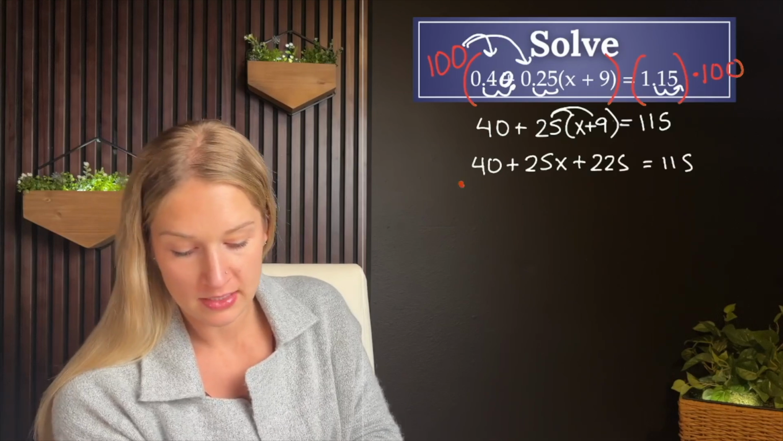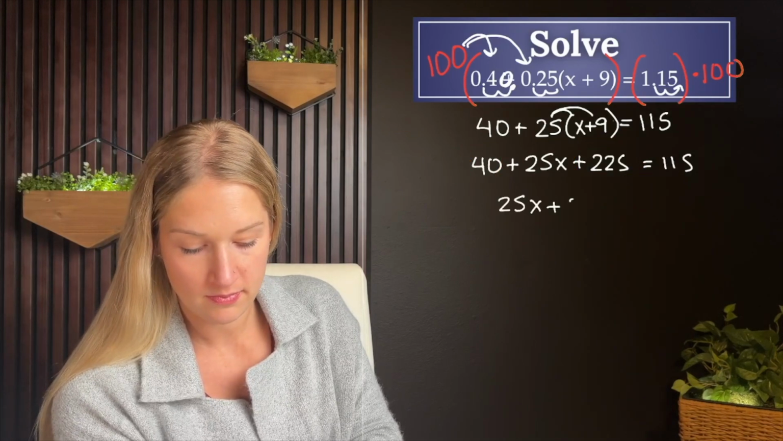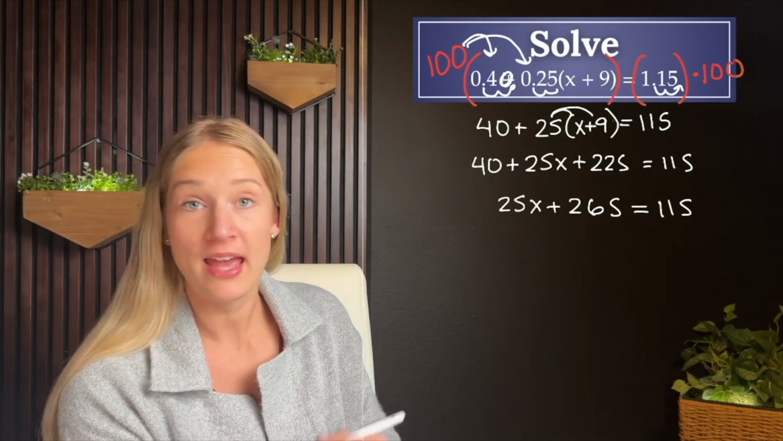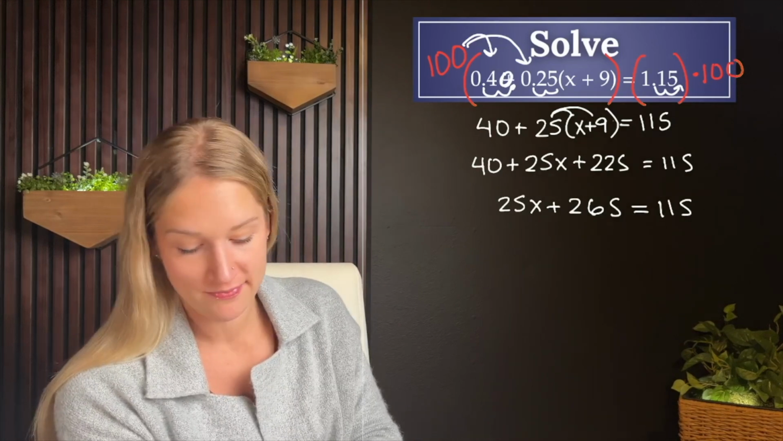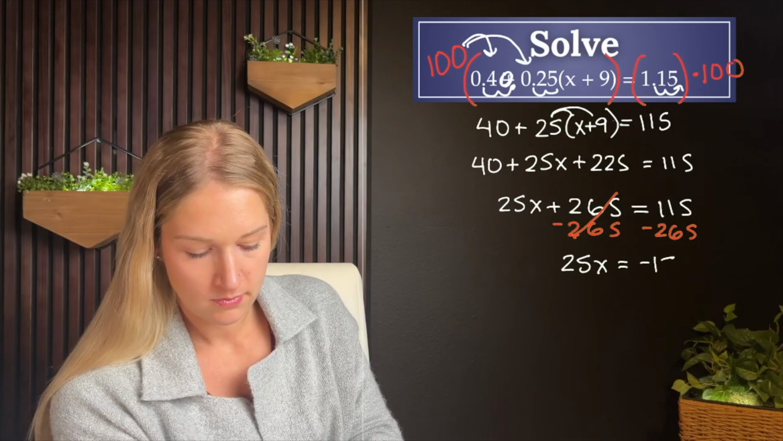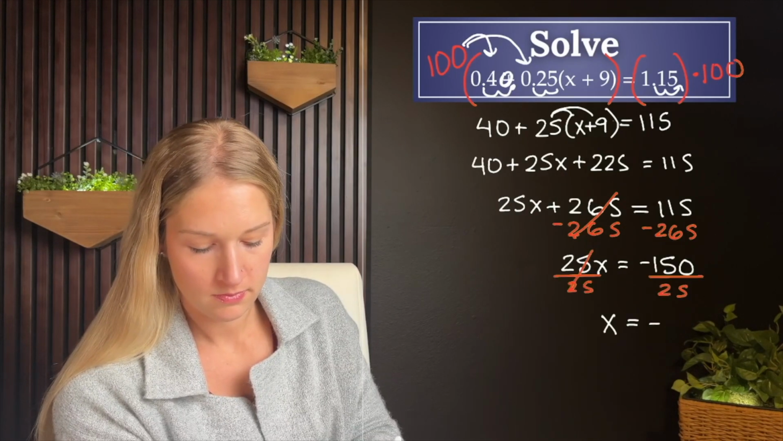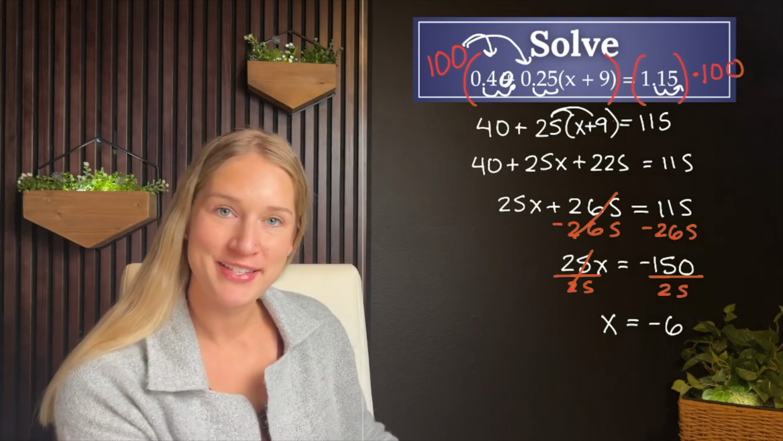Now I combine my like terms, 40 and 225. And then you go solve using inverse operations. So there you have it. X is equal to -6.